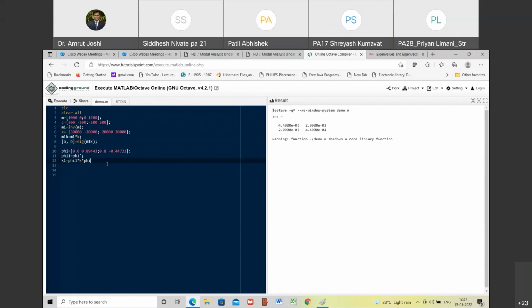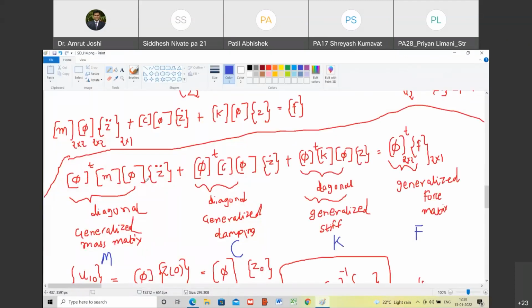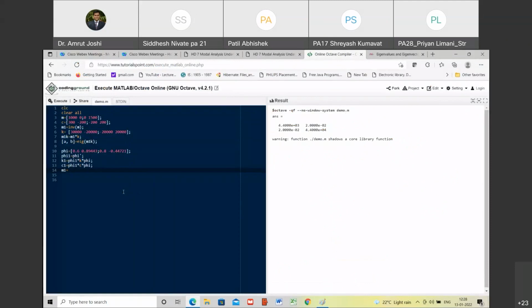Now K1 तो हमने calculate किया. Now let us calculate C1. Are you with me? Yes, sir. And what will that be? Phi transpose C phi. Happy? Yes, sir. Phi transpose C phi. Comma, comma. And then we are going to calculate the generalized mass matrix. The mass matrix was already diagonalized, but we need to calculate the generalized mass matrix because we have the term phi transpose M phi here. So that we are going to calculate as phi transpose M phi.